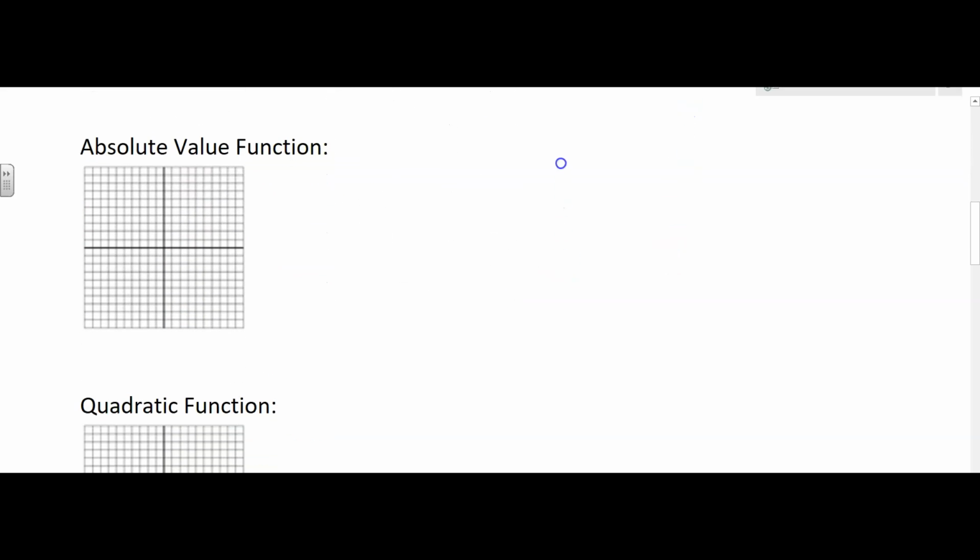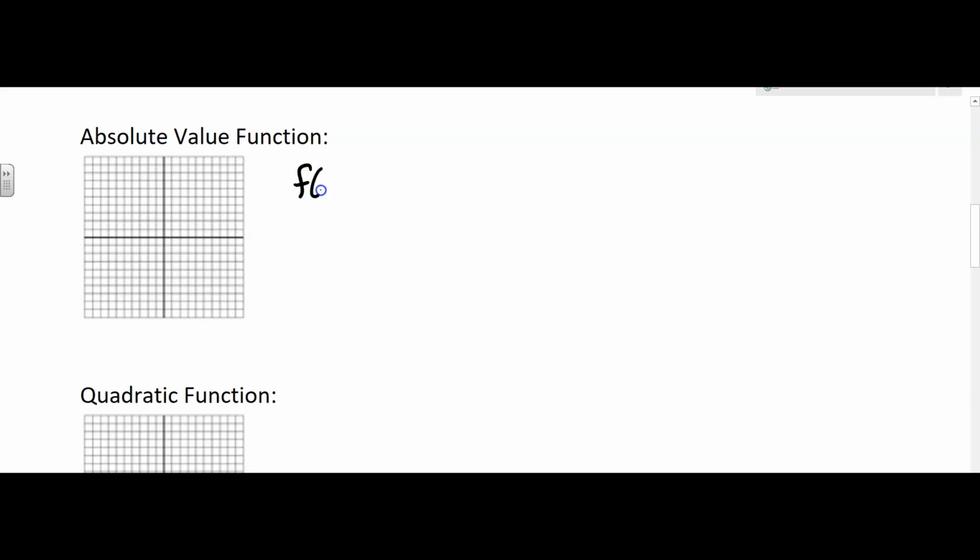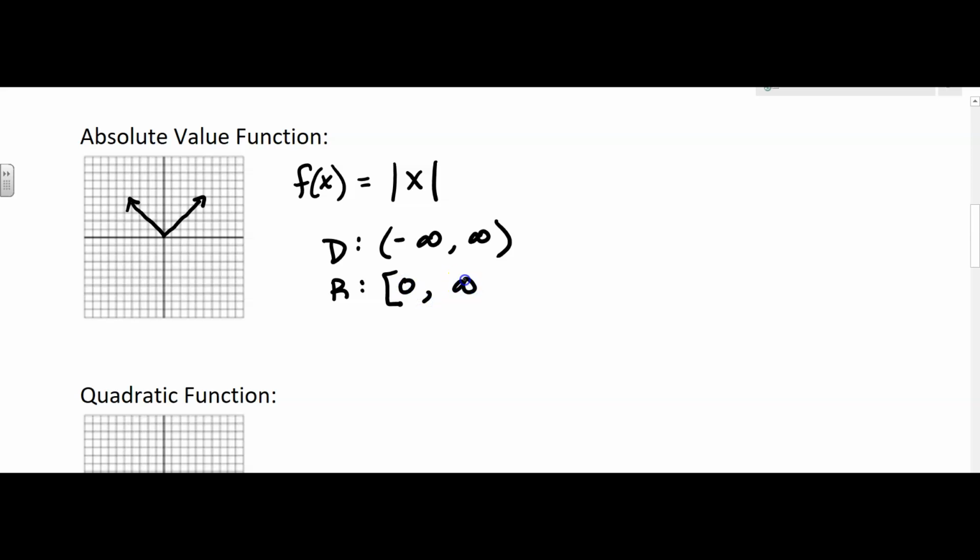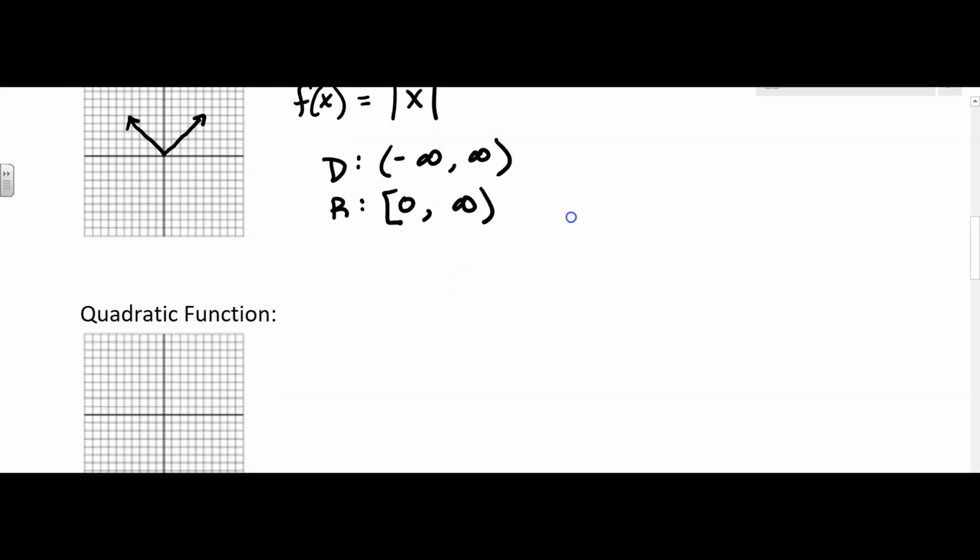Okay. The absolute value function. That's when we have f of x equals the absolute value of x. And remember, these are just the basics. They can be graphed differently, by adding stuff and subtracting stuff. But these are just the basic toolkit functions. So it goes in that V shape. And the domain is all real numbers. The range, though, the range goes from bottom to top, 0 to infinity. So that would be the range.